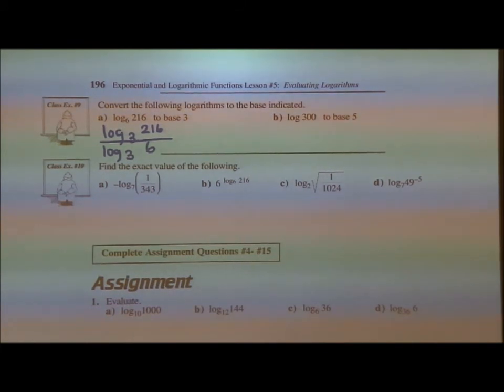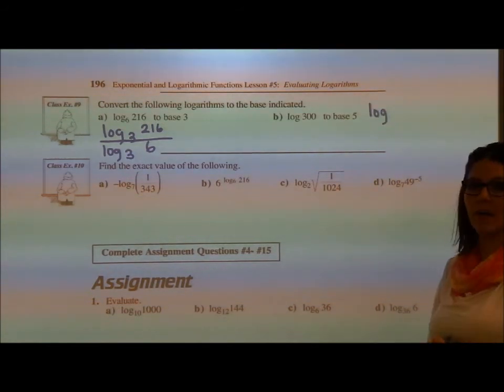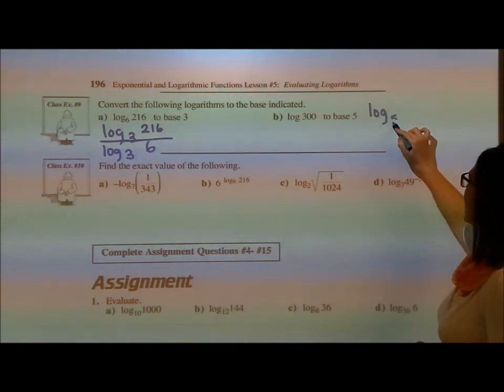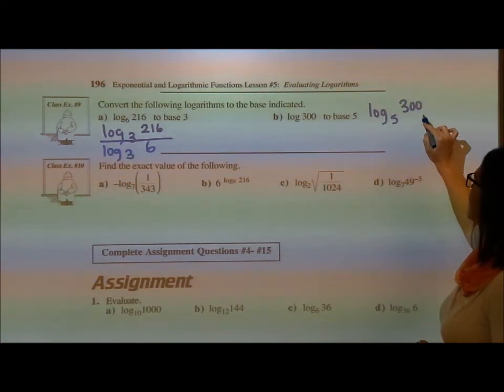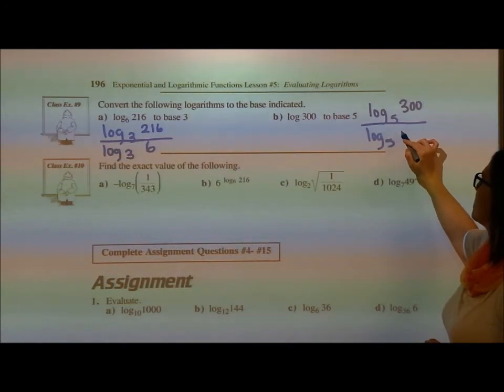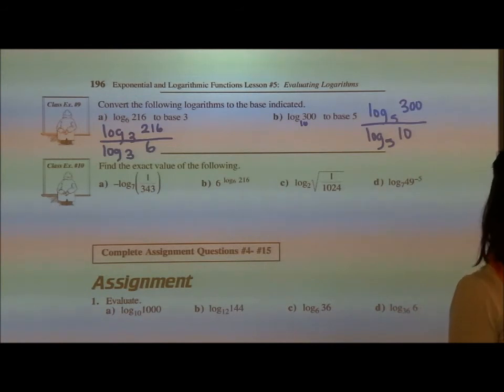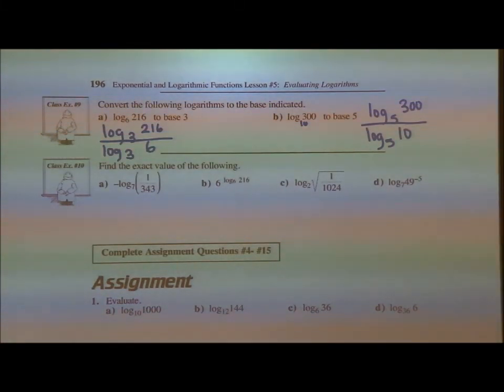So what would I get? Log base 5 of 300 divided by log base 5 of 10. Because this base here was a 10. Okay? So question number 10 says find the exact value of the following. So I'm going to give you about 3 or 4 minutes and I want you to do these 4 questions.